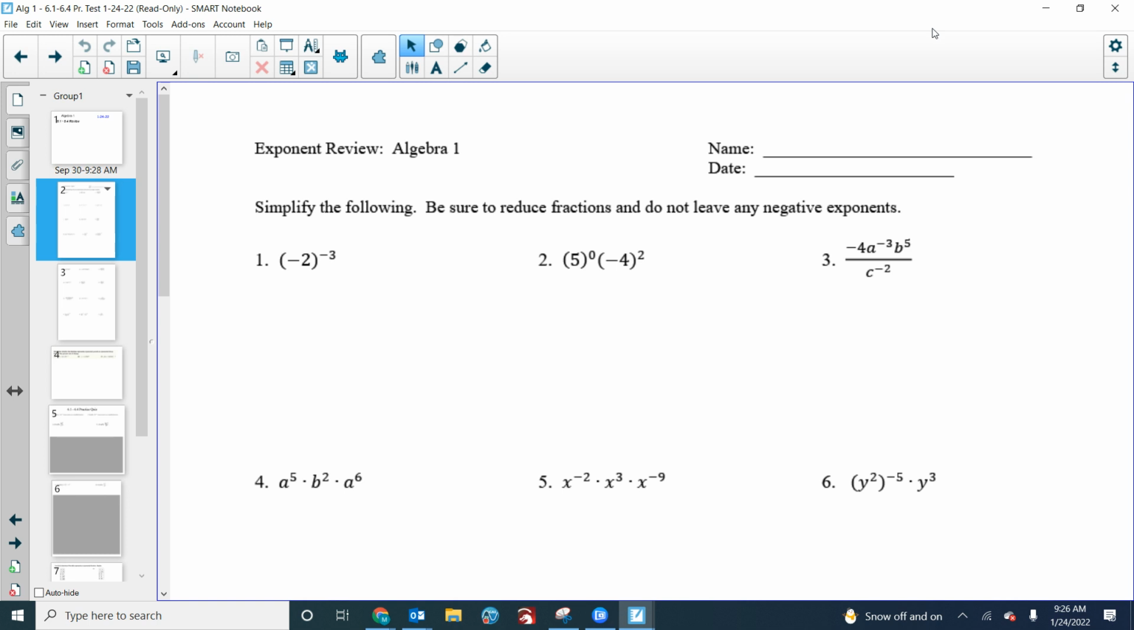How about 1 through 6? Any of them not make sense? You said you had a copy of the practice quiz? I didn't see it over there. I do. He put it on the far right of my desk over there. Okay. I can pass that out.